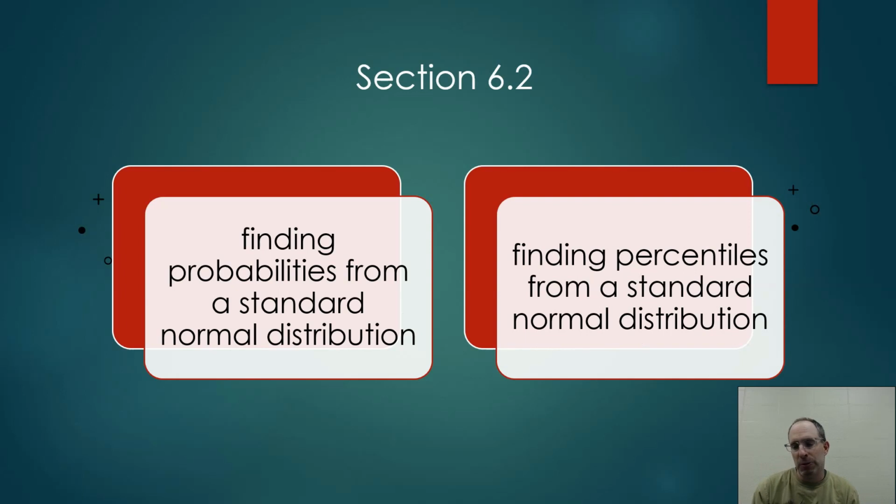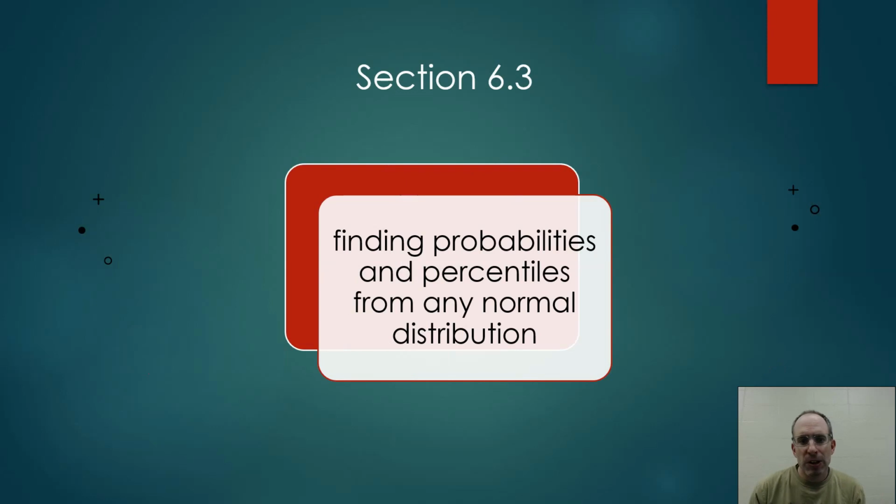And then for percentiles, you just find the closest value in the inner part of the table and then figure out the z-score that goes with that value. And you can get your percentile like that. Probably easier with a calculator if you've got one with distributions in it.